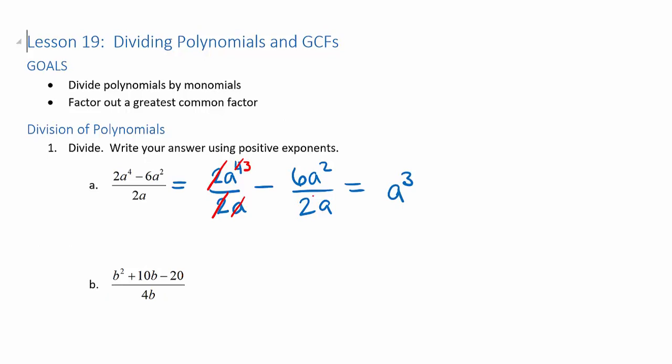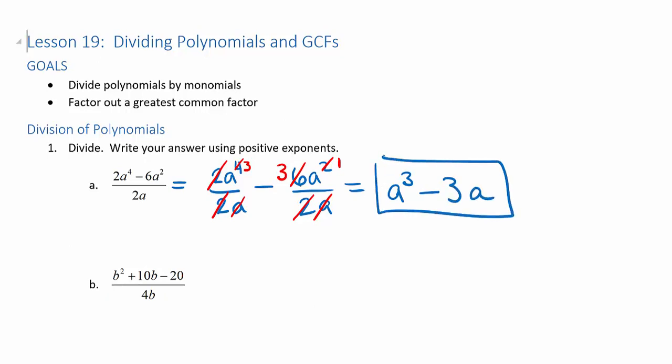Same idea on the second term. 6 divided by 2 is 3, and a squared divided by a is just a to the 1, so I get a minus 3a to the 1. Now these aren't like terms, I can't combine them, and so that's my final answer.